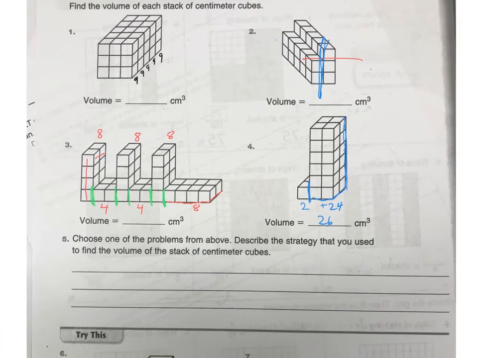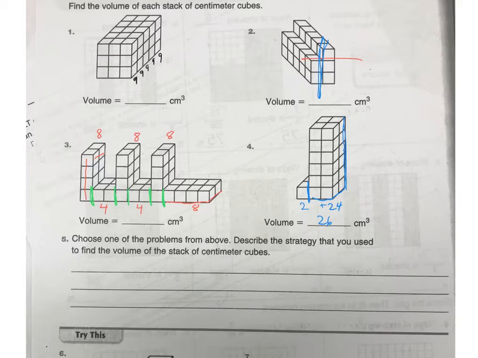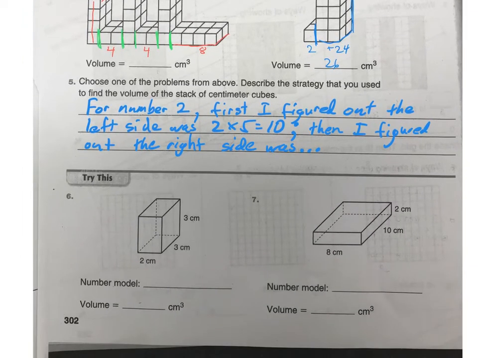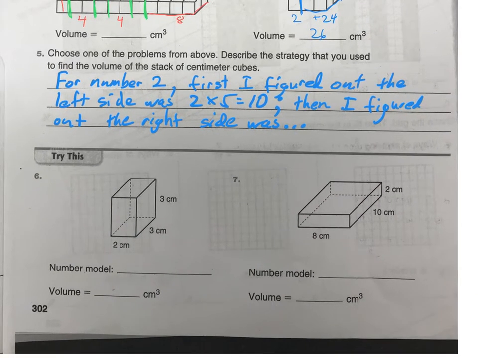Then for one of those, just choose the strategy that you use. For example, if I did number 2 and I split it like this, maybe I write something like this. For number 2, first I figured out this left side was 2 times 5 is 10. Then I figured out the right side was what? And then I added them together and the answer was whatever. Okay?